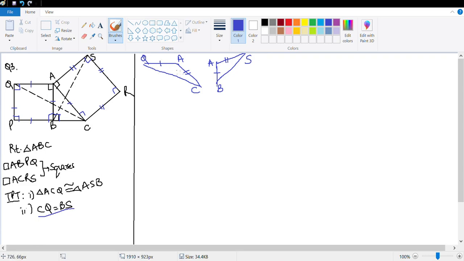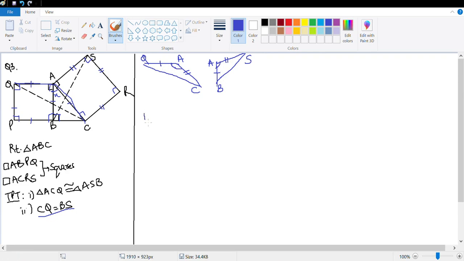So if I have two sides equal, maybe I should try this angle equal. Let's see. So this angle, which is QAC, is equal to 90 degree plus, let's say this is angle X. Similarly, angle BAS is equal to 90 degree plus X. Perfect. I think I've got my answer. This angle and this angle are equal. So this will be side angle side.